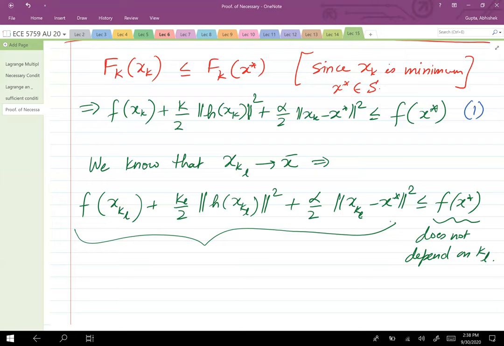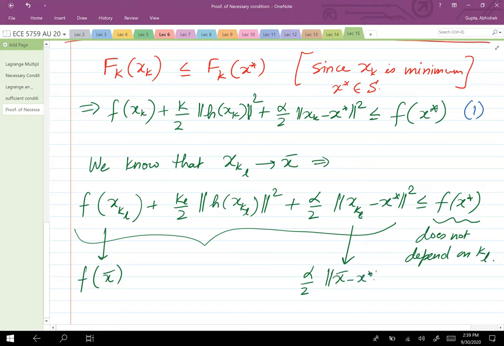Now let's look at it carefully. So I have f(x_{k_l}), this would converge to f(x bar) because x_{k_l} converges to x bar. What about this last term? This is also a continuous function of x_{k_l}. So this would converge to alpha over 2 norm of x bar minus x star squared. Okay, so I have the first term which converges, the last term which converges on the left side. What happens to the middle term?